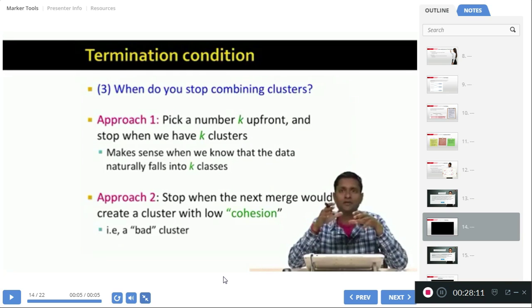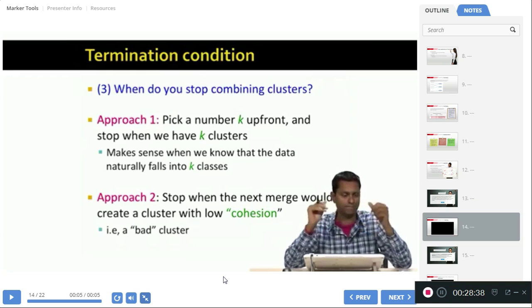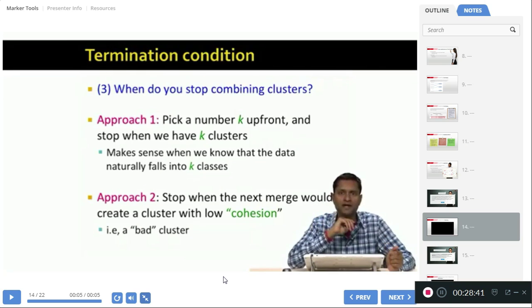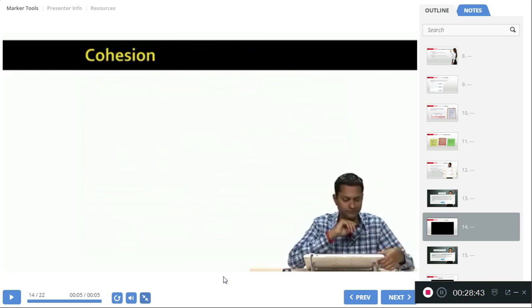The second approach, when we don't know the number k up front, is to keep clustering and stop when the next merge of clusters would create a bad cluster. Now, how do we define a bad cluster? We define a notion called cohesion, which measures the goodness of a cluster. And when the cohesion value falls below a certain level, we've created a bad cluster. And we stop when the next merge would create a bad cluster. How exactly do we define this notion of cohesion? There are multiple approaches to defining cohesion.